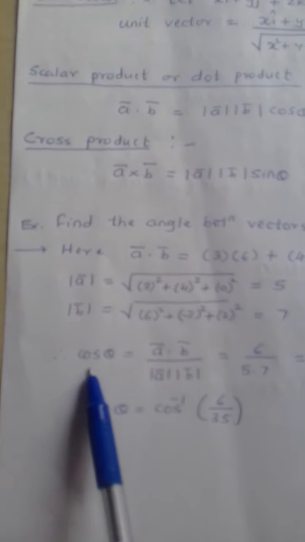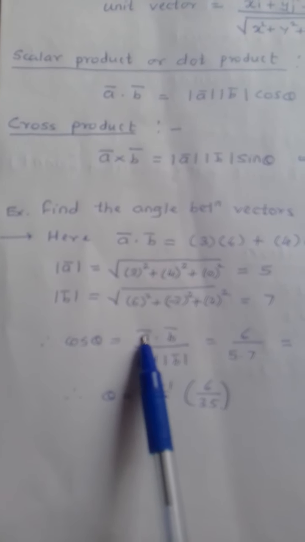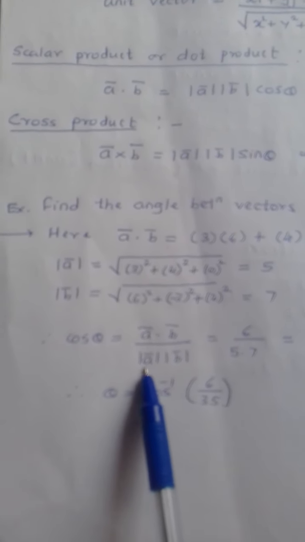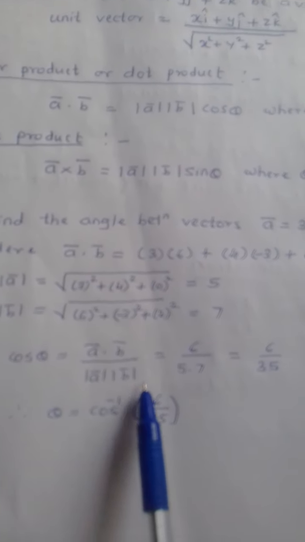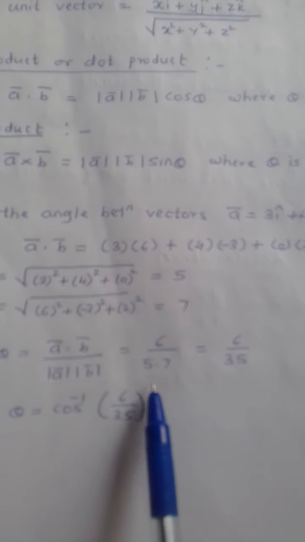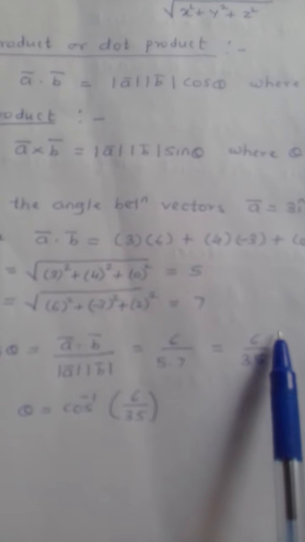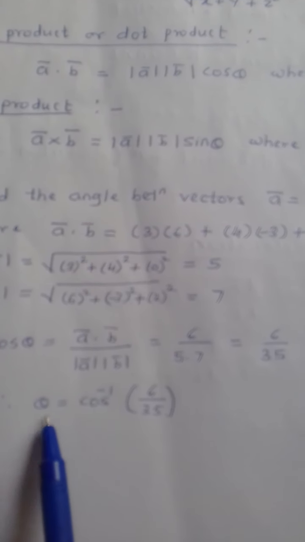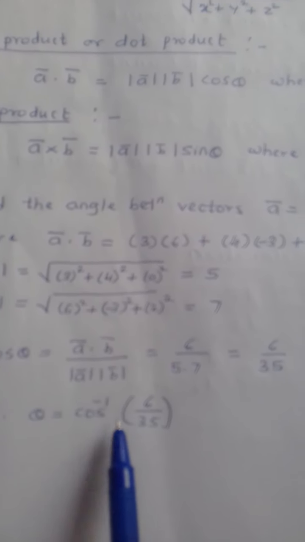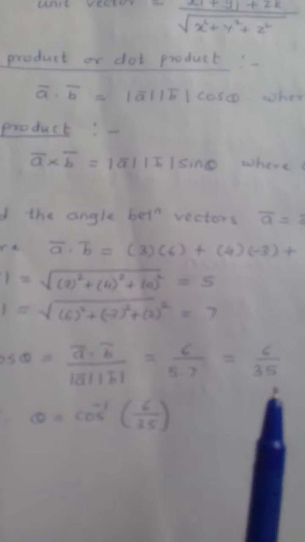Therefore now we have cos theta equals a bar dot b bar divided by magnitude of a bar into magnitude of b bar. Therefore this equals 6 upon 5 into 7, means 6 upon 35. Therefore theta is equal to cos inverse of 6 upon 35.